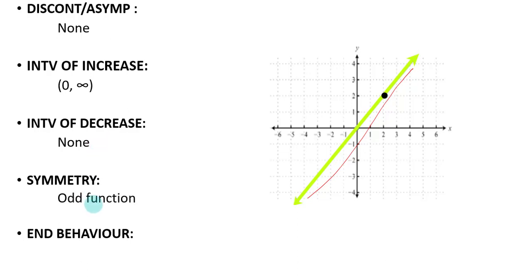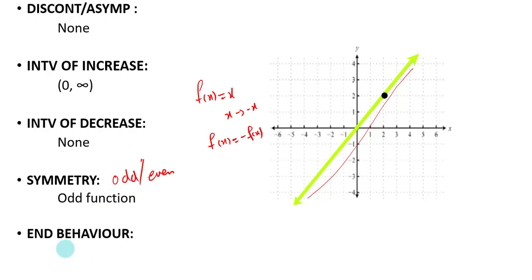What about the symmetry of the function? Is it an odd function or an even function? The symmetry depends on whether it is an odd function or an even function. So f of x equals x. You can easily check by replacing x by negative x, and since we get the negative of our function back, that is why it is an odd function.